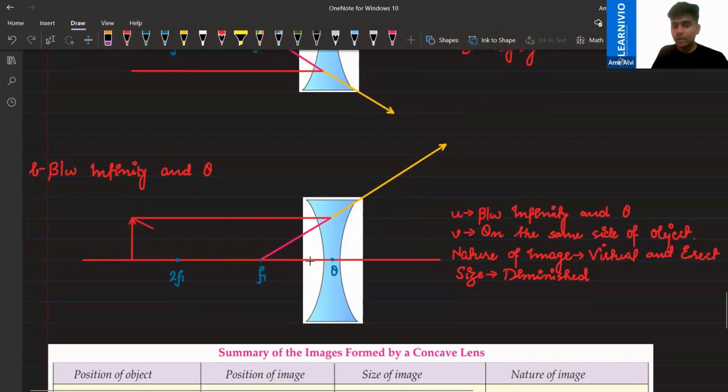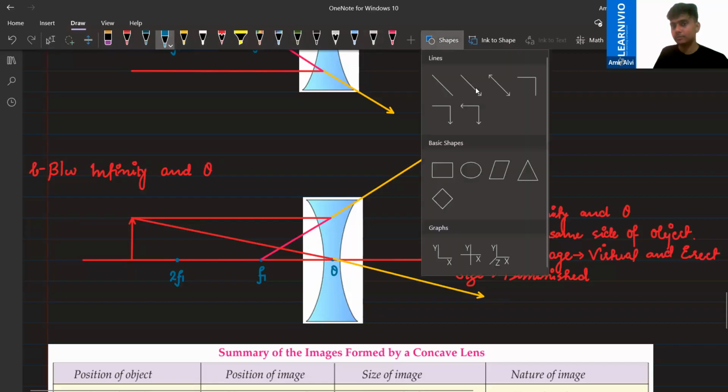And the second ray would be passing through the optical center. And here, so this is the image formation point, and hence the image would be formed here.